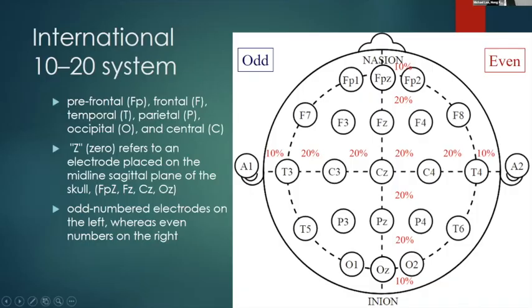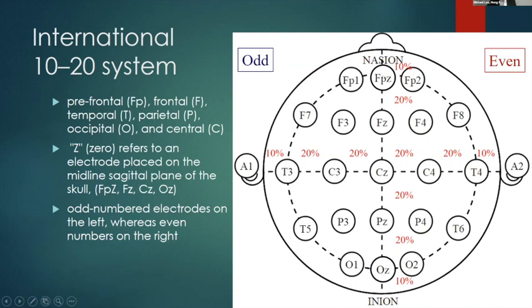So how should I insert the electrodes? Actually, we usually follow the international 10-20 system. So this is the nose. This is the back, the inion, and this is your left ear, this is your right ear. By convention, we have all the numbers here, the odd numbers over the left side and the even numbers over the right side.